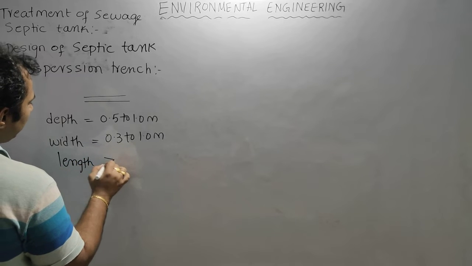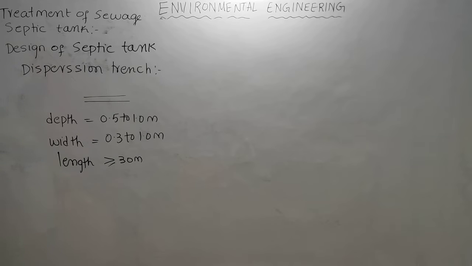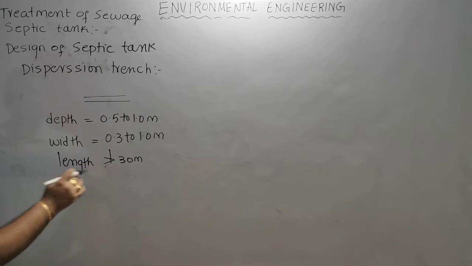Sorry, the length should not be greater than 30 meters. So the maximum length we keep for the dispersion trench is 30 meters only. If you want more dispersion, you will increase the number of trenches.